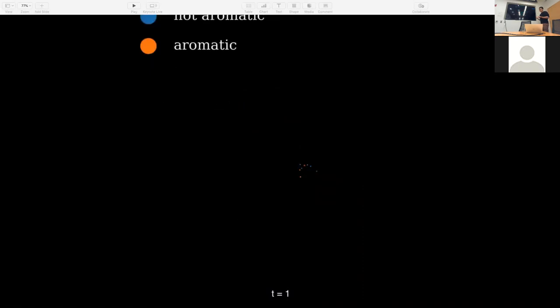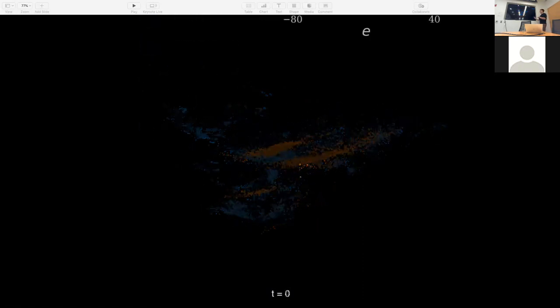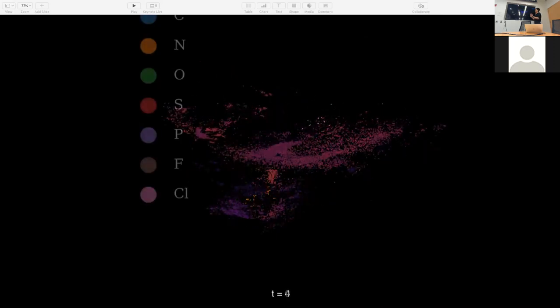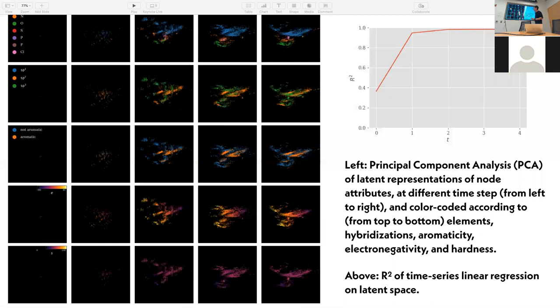So this animation is to show what this latent space looks like at each round of message passing, color-coded by different types of elements, by hybridization, and by predicted hardness and electronegativity. So when T equals zero, we initialize this message passing, you only have a few dots. I apologize that this is not very clear here. You only have a few dots because what do you know when you initialize the message passing? The element type itself and nothing else. When you do one step of message passing, you know your direct neighbors. So it's scattering, and the more steps you take, the further it spreads out.